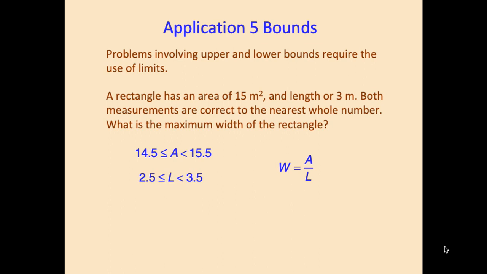And if we want to find the maximum width, then we have to choose the right values out of those 4. And to get the largest number, we're going to use the maximum area divided by the minimum length, like so. So it's going to be 15.5 divided by 2.5, which is 6.2 meters.